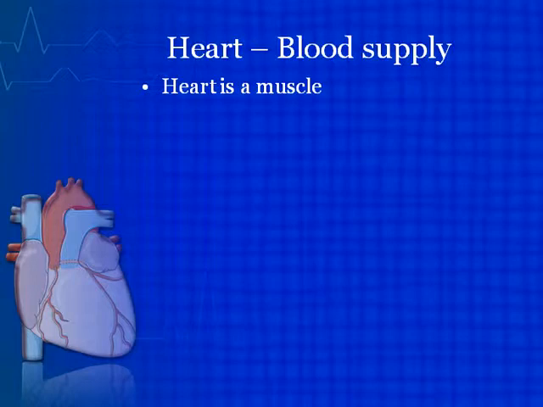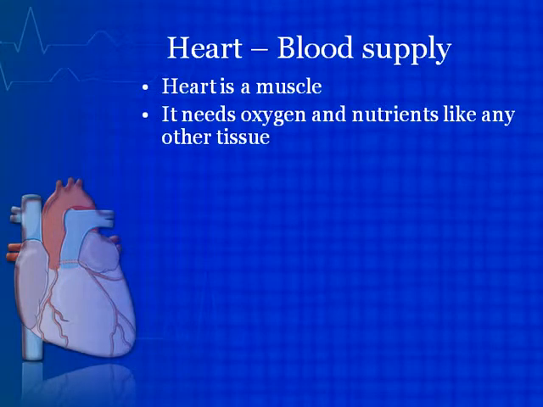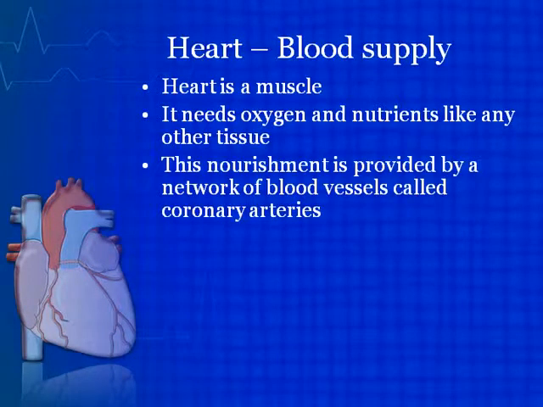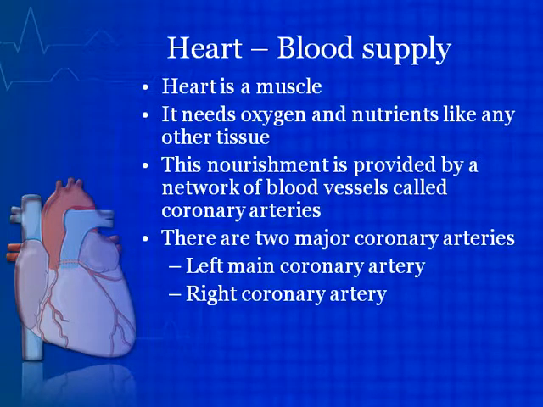Alright, the first thing you'll need to keep in mind always is that the heart is a muscle, and it needs oxygen and nourishment like any other tissue in the human body. This nourishment is provided by a meshwork of blood vessels that sit on the outside of the heart, and these are called the coronary arteries. There are two major coronary arteries.